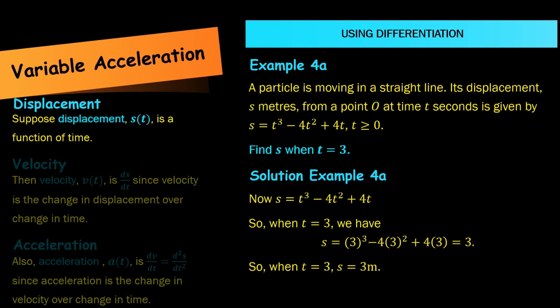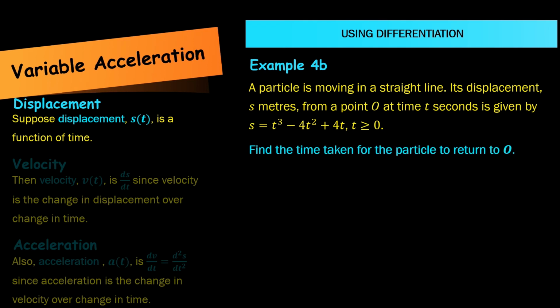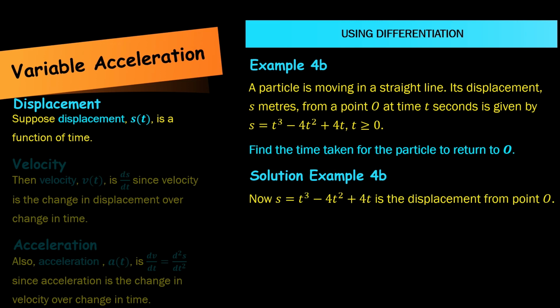And now for part B. We are required to find the time taken for the particle to return to 0. So let's solve this. So here's our equation for s. This is the displacement from point 0. Find the times when s equals 0 and subtract to find the time taken.